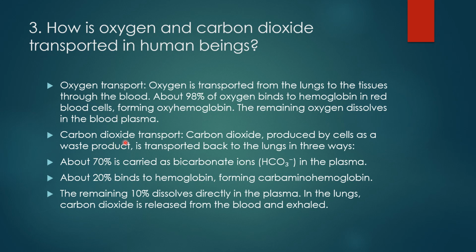How is carbon dioxide transported? It is produced by the cells as a waste product and is transported back to the lungs in three ways. Around 70% is carried as bicarbonate ions in the plasma. Around 20% binds to hemoglobin, forming carbaminohemoglobin, and the remaining 10% dissolves directly in the plasma. In the lungs, the carbon dioxide is released from the blood and exhaled out.